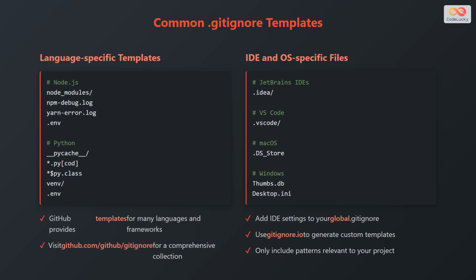Here are some examples for IDE and OS-specific files. For JetBrains IDEs, you can ignore the .idea directory. For Visual Studio Code, you can ignore the .vscode directory. For macOS, you can ignore .DS_Store files. For Windows, you can ignore Thumbs.db and desktop.ini. Add IDE settings to your global .gitignore file. Use gitignore.io to generate custom templates. Only include patterns relevant to your project.